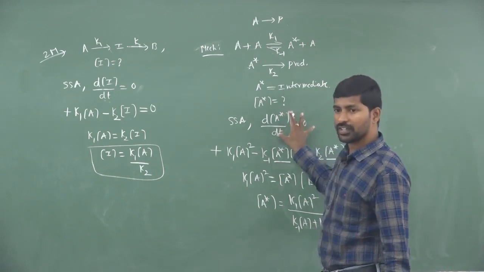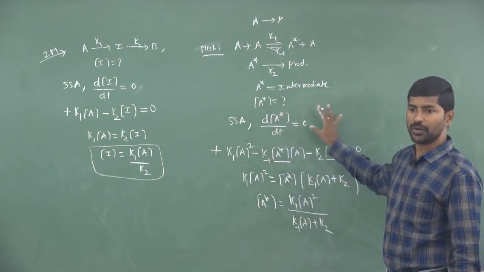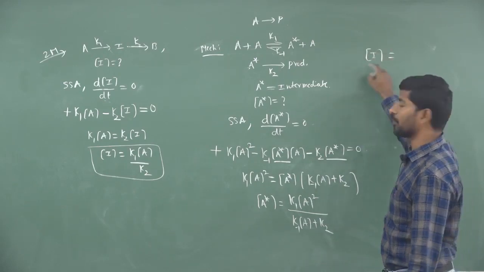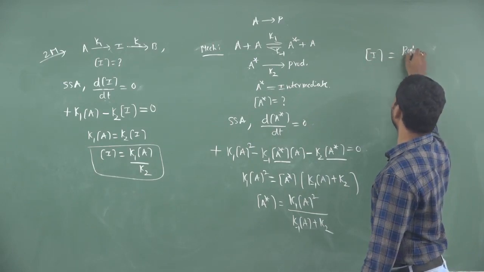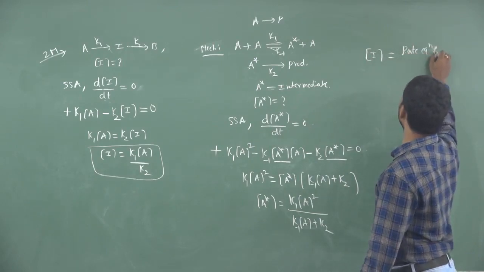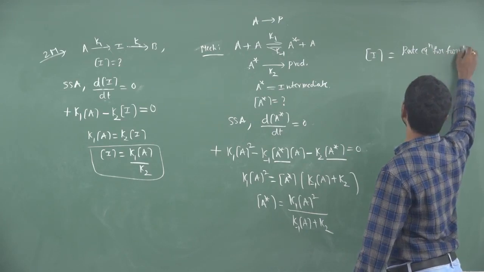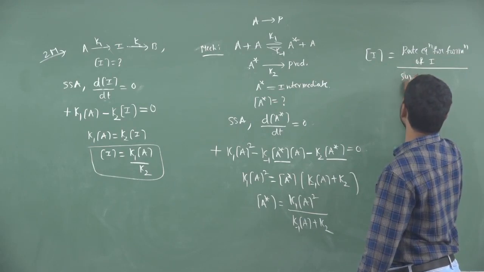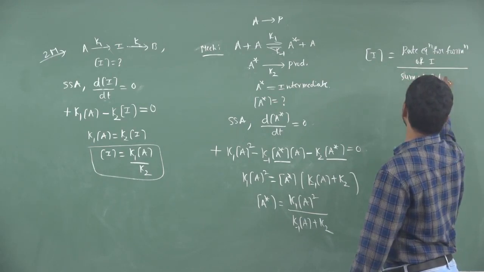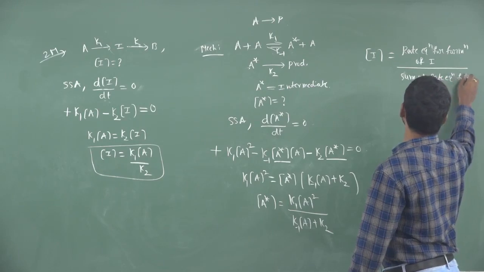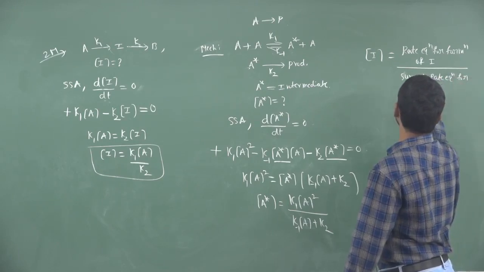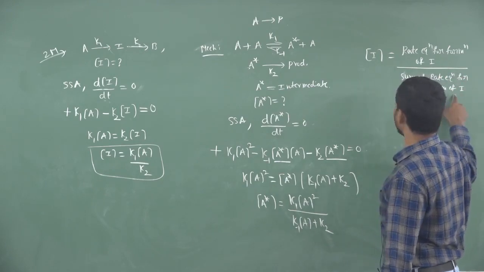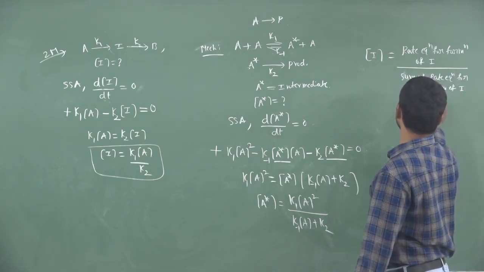Generally, while following the steady state approximation, we can directly write like this: concentration of intermediate is equal to the rate equation for formation of intermediate, by the sum of rate equations for consumption of the intermediate, except the concentration of I.